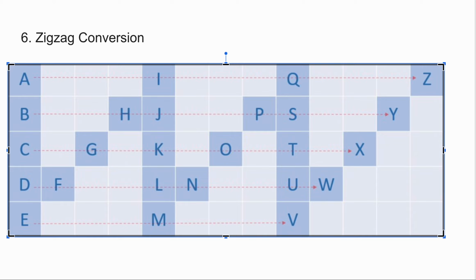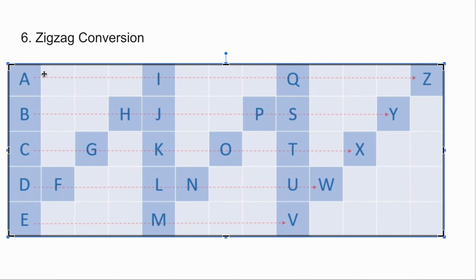In this video, I will explain LeetCode problem number 6, zigzag conversion. In this problem, you are given a string and the number of rows, and the string has to be expressed in a zigzag fashion. What do they mean by zigzag fashion? For example, let's take the English alphabet.